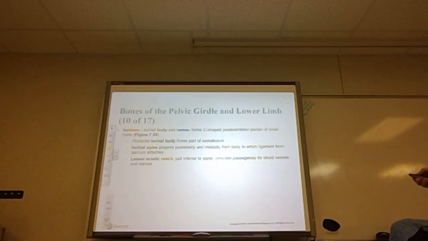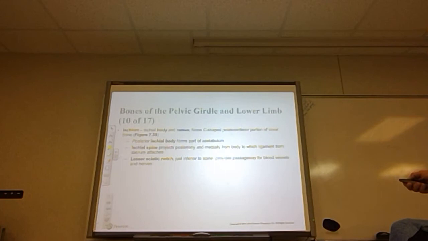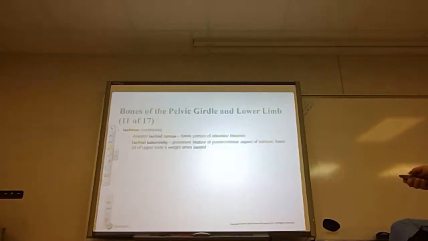They form a somewhat C-shaped posterior-inferior portion of the coxal bone. Posterior ischial body forms part of the acetabulum. The ischial spine projects posteriorly and medially from the body, to which the ligament from the sacrum is attached. The lesser sciatic notch is just inferior to the spine and provides a passageway for blood vessels and nerves.